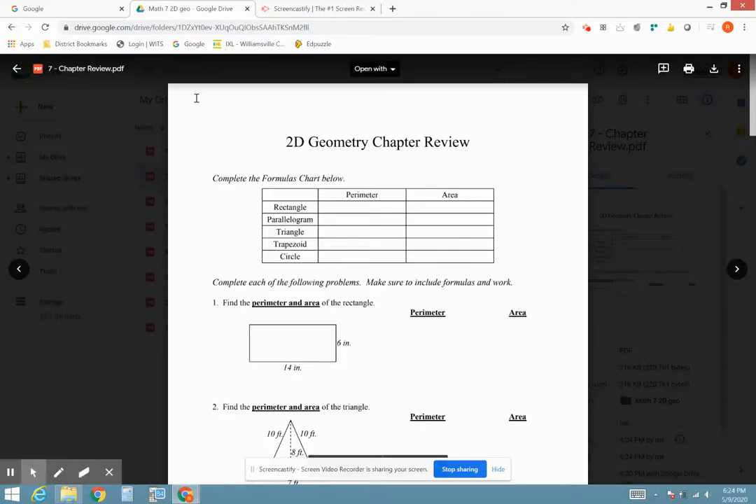Hello everybody. Last day of this 2D geometry unit. That was super fast. When we don't have to review, quiz, test, do all that stuff, it goes by super quick. So today we're going to do some practice with 2D geometry.